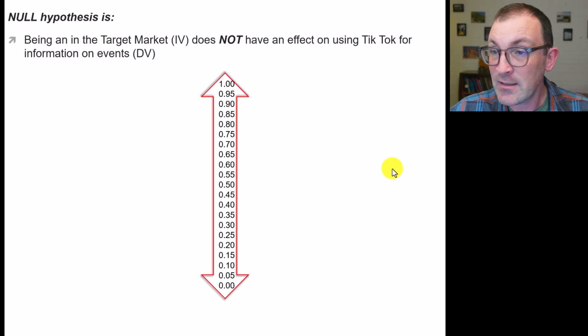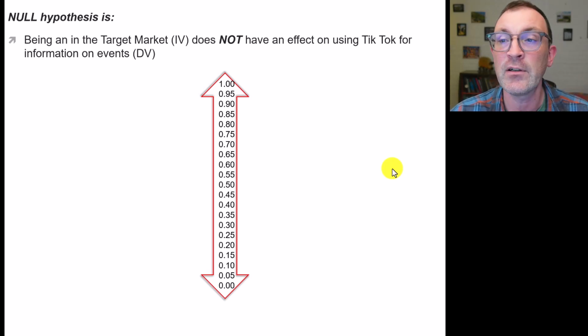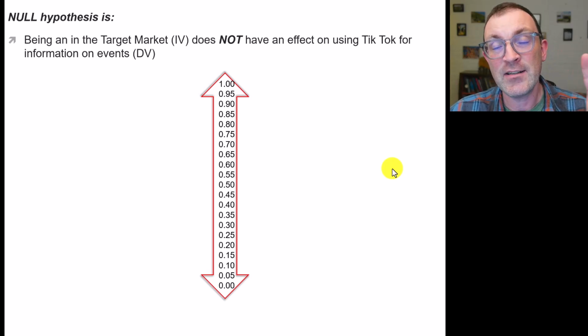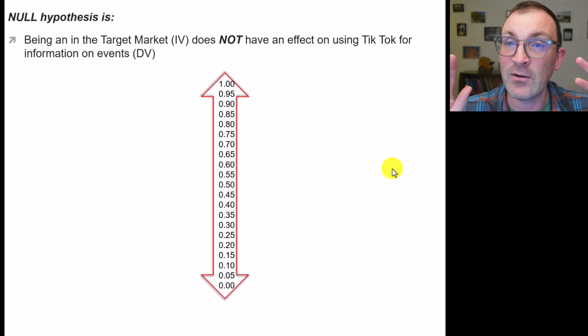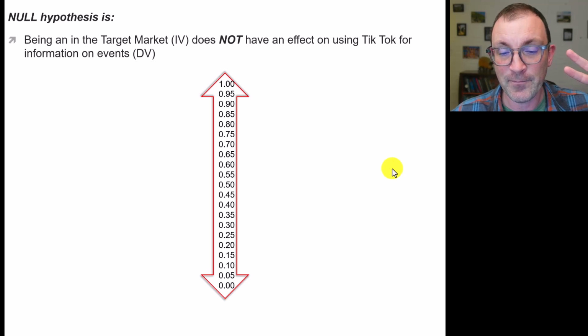So in this case, let's look at TikTok. Do you use TikTok for looking for information on events? That's our dependent variable, and we're interested to see, does being in the target market or not, does having interest in attending events or not, have an effect on whether you use TikTok for information or not?